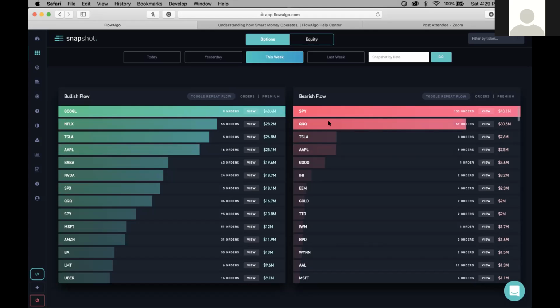And then you have your Qs and your SPY basically leading the bullish or the bearish flow, probably hedges. I would assume so, because you don't see the Qs and the SPYs until down here, and definitely significantly less size.